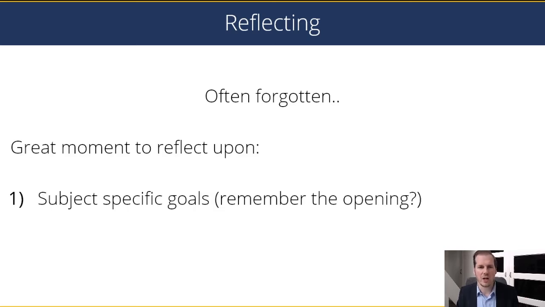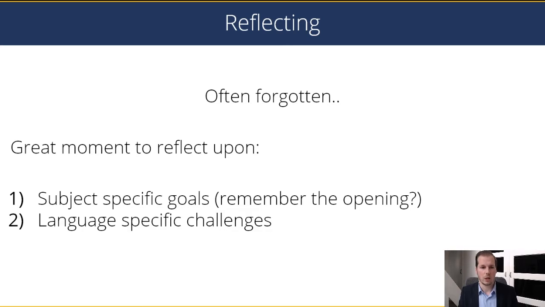It is a great moment to reflect upon subject-specific goals. Remember when I said at the beginning of the lesson, you say, okay, these are the things you can do at the end of the lesson. Now is the time to go back to those lesson objectives, those lesson goals, and ask the students, okay, so can you now explain this word to me? Do you know how to describe this element? Can you now solve this equation, whatever? But that's the moment where you look back on your lesson goals and make sure that they actually learned something.